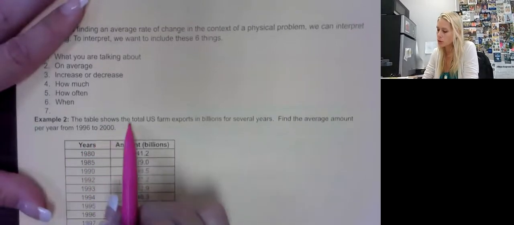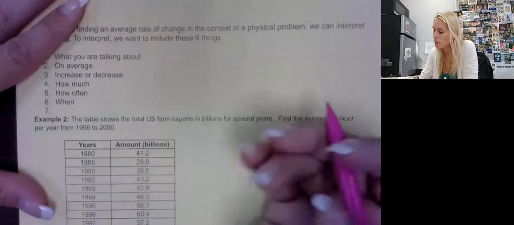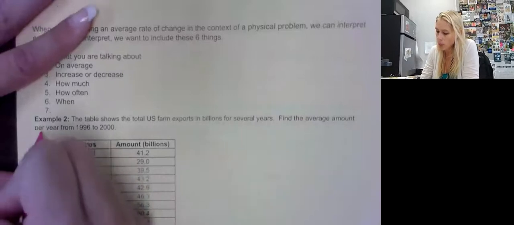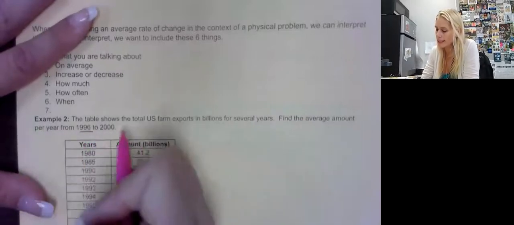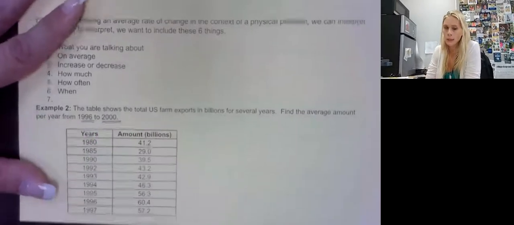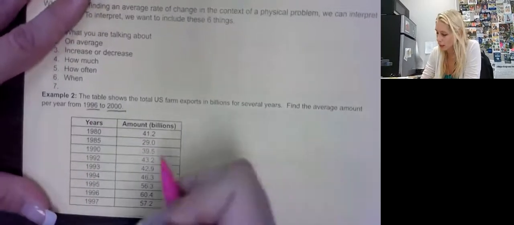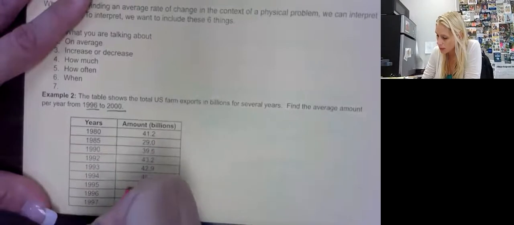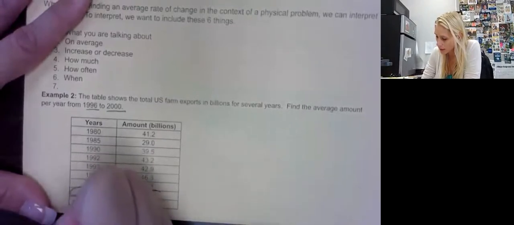The table shows the U.S. farm exports in billions for several years. Find the average amount per year from 1996 to 2000. So usually when it comes to a table, I like going and making sure I circle what coordinates I'm using.